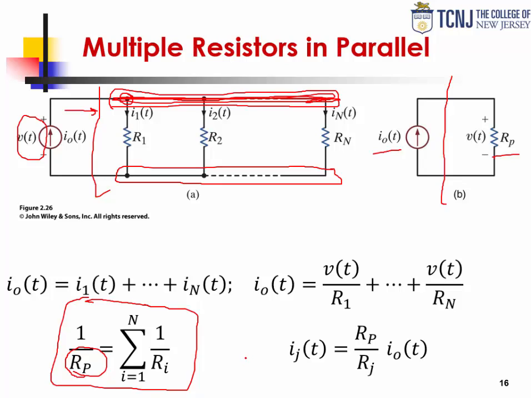Similarly, extending that concept to current division, I can say that the current in an individual branch is going to be the total resistance divided by the individual resistor that I am interested in times the total current. So again, the lower the resistance, the higher the portion of the overall current that is going to flow through it.